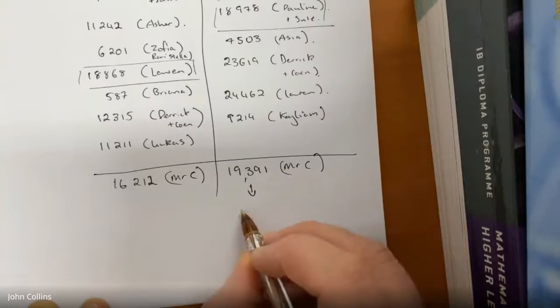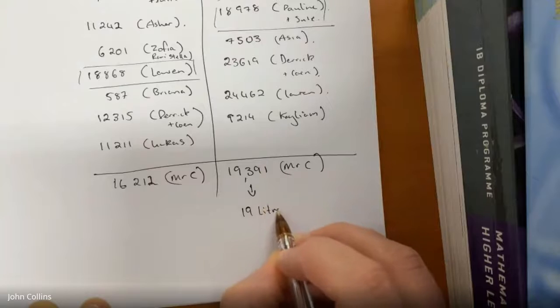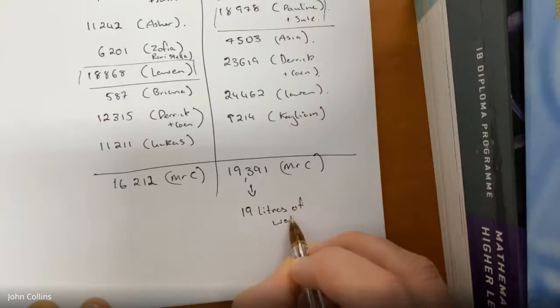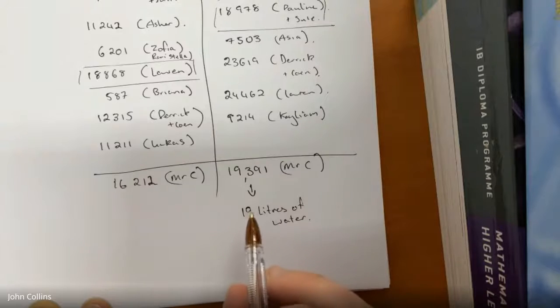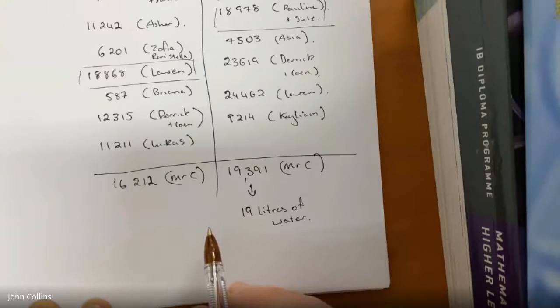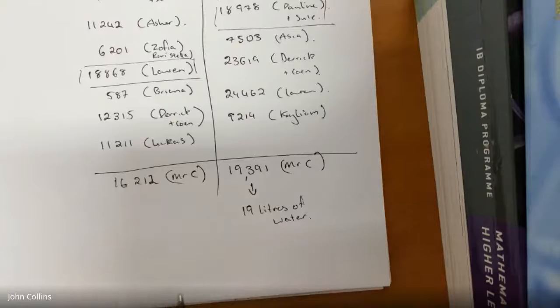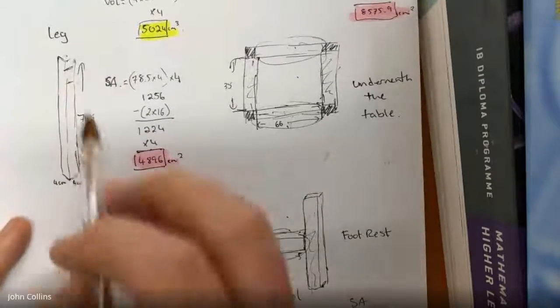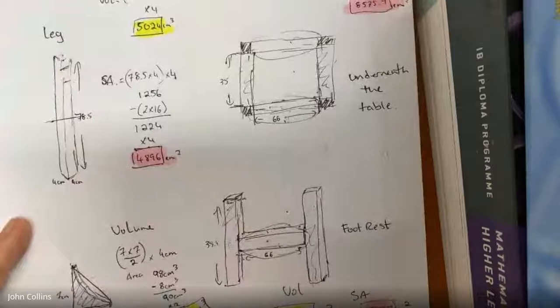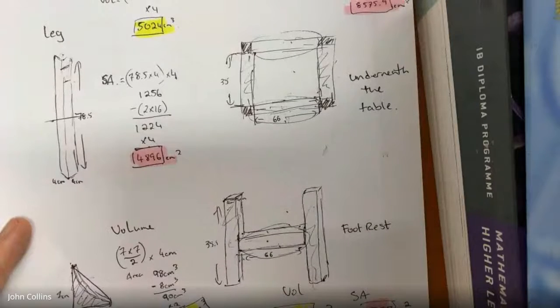Okay, so just for context, 19,391 centimeters cubed is about 19 liters of water. So imagine if your desk was actually hollow and you poured water into it, would it fit about 19 liters? I think it might. If you just think about the leg alone, it looks like you could maybe fit a couple of bottles of water in there, wouldn't it? Each leg, so that'd be maybe a couple of liters.